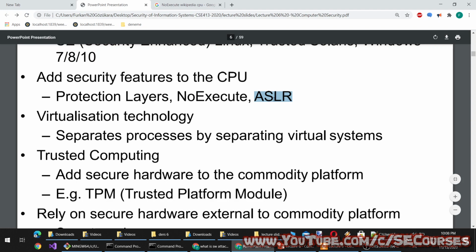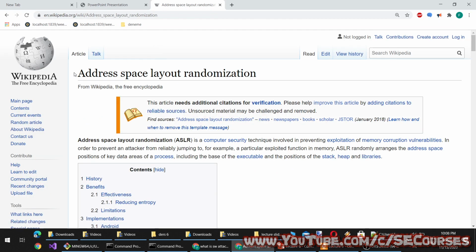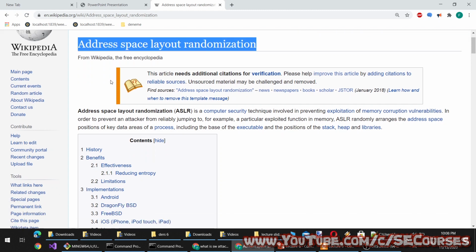And there is ASLR. Okay. So we have seen this in the article, if you remember, just a few minutes ago.